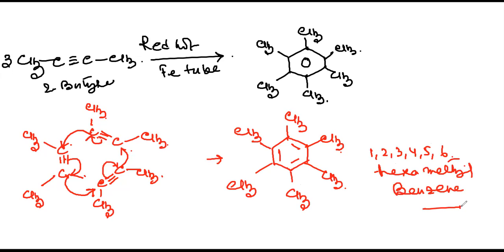So all of the alkynes generally undergo polymerization, and they will produce suitable aromatic organic compounds whenever they are passed through the red hot iron tube at approximately 600 degrees centigrade.